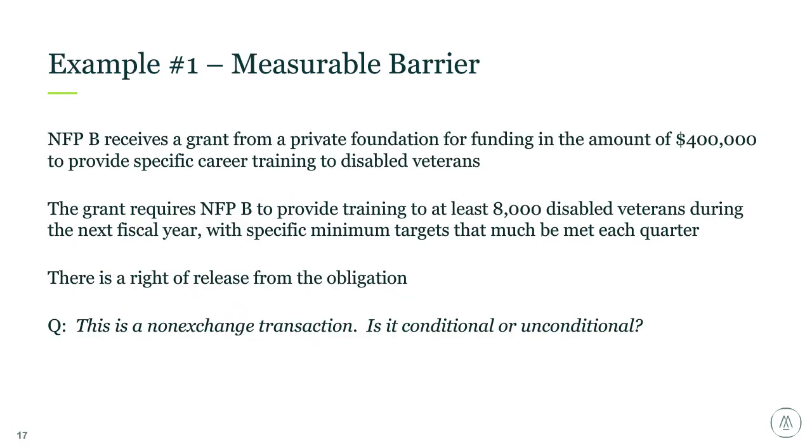So for our first example of a measurable barrier, NFPB receives a grant from a private foundation for funding in the amount of $400,000 to provide specific career training to disabled veterans. The grant requires NFPB to provide training to at least 8,000 disabled veterans during the next fiscal year with specific minimum targets that must be met each quarter. There is also a right of release from the obligation. This has already been determined to be a non-exchange transaction. So is this considered conditional or unconditional?